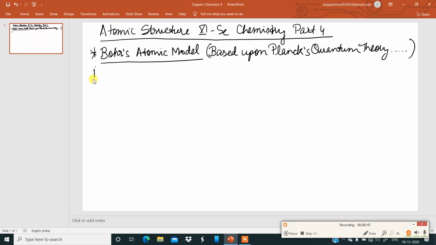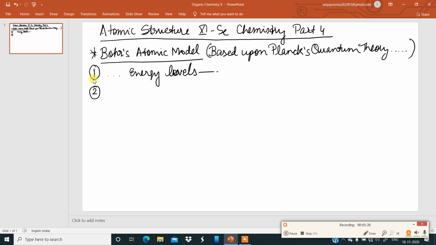Number one. Electrons revolve around the nucleus in circular orbits having definite energies which are called as energy levels. Okay. Next one. The angular momentum of an electron in a given stationary state is given by a formula.